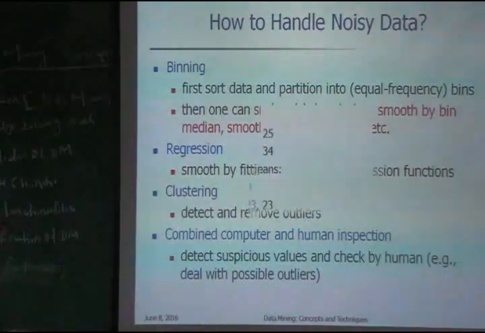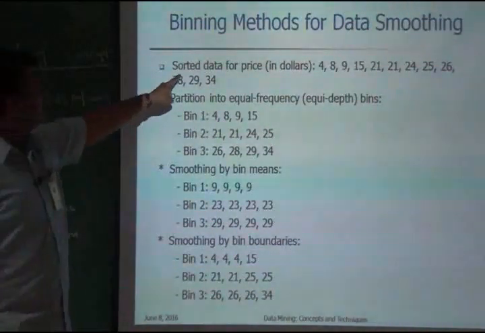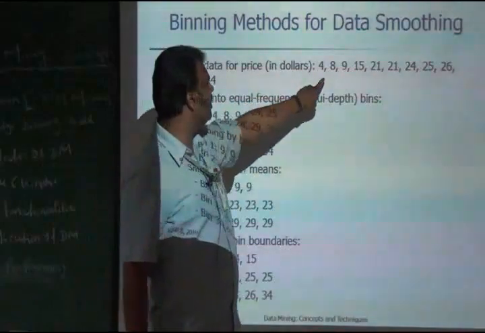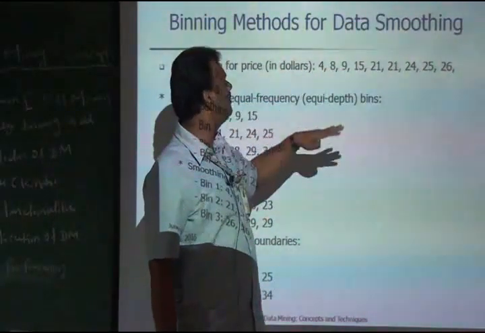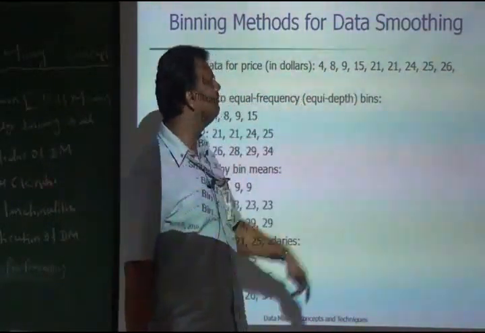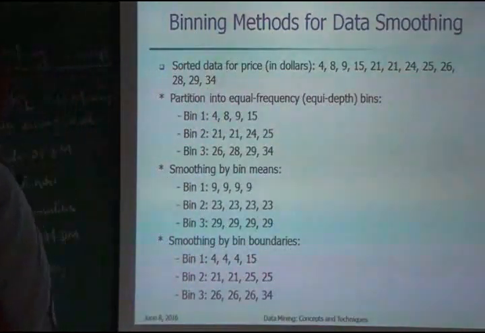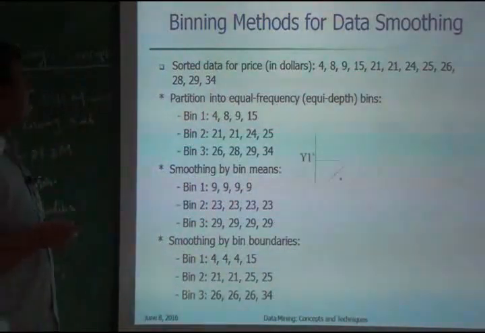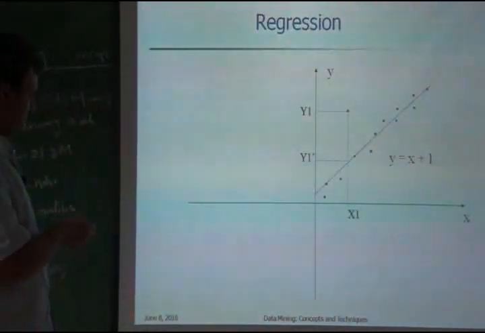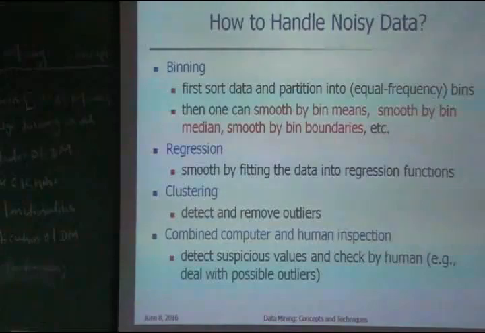Okay, the binning. First we are going to sort the data. For example, sorting the data for price, based on ascending or descending order: 4, 8, 9, 15, 21, 21, 24, 25, 26, 28, 29, 30, 34. Then the next step is to partition into equal intervals.